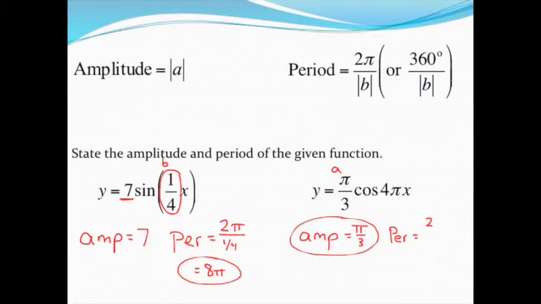Once again, to find the period, take the normal period of a cosine graph, which is the same as the normal period of a sine graph, 2 pi, or 360 degrees if you want to work in degrees, and divide that by my b value. The b value is the coefficient of x. So in this case, 2 pi divided by 4 pi gets me a period of 1/2. So my period is much shorter this time. The graph is going to repeat more frequently.